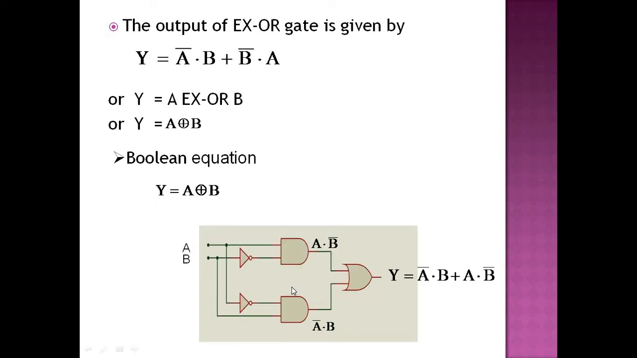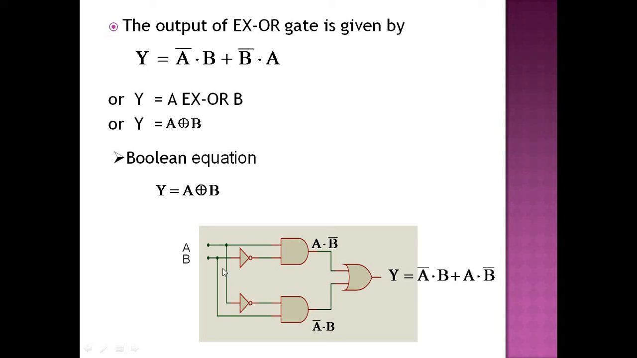Now the output of the XOR gate is given by y is equal to A bar dot B plus B bar dot A, or we say y is equal to A exclusive OR B, or it is also represented as y is equal to A ⊕ B. The circle with a plus sign is called the exclusive OR symbol. Now the Boolean equation y is equal to A ⊕ B, and this diagram indicates that the equation y is equal to A bar dot B plus B bar dot A.